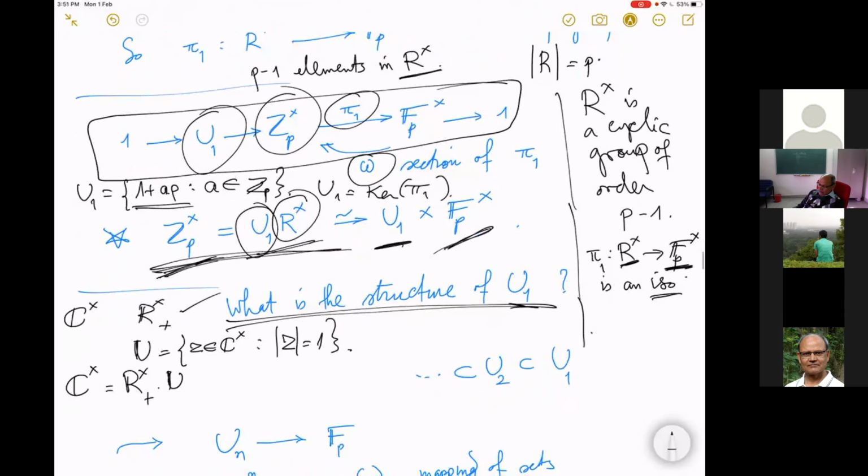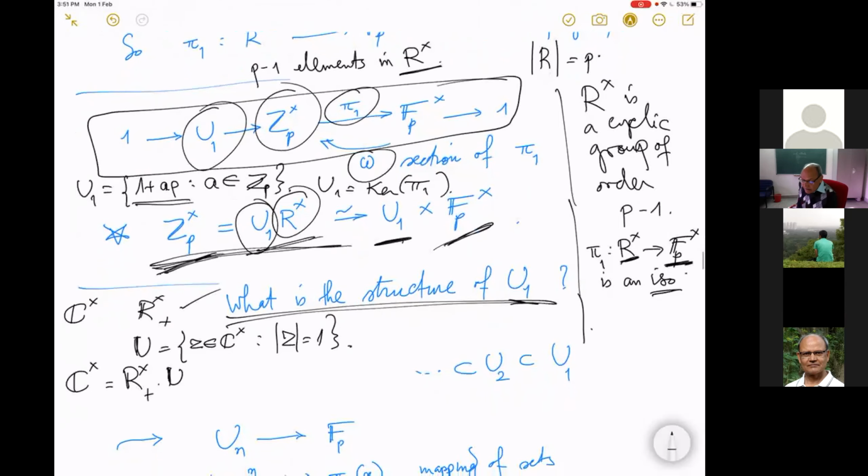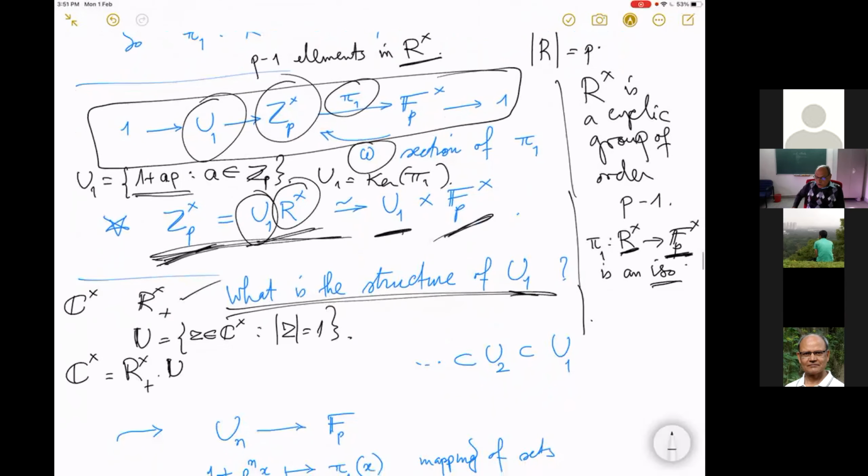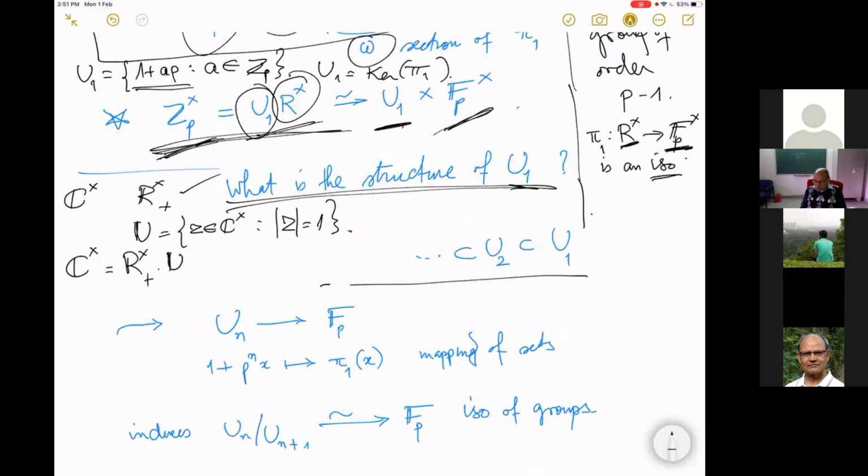Okay, so actually U1 doesn't come alone. It comes with a decreasing sequence of subgroups, where this Uj is the kernel of pi j. And it consists of all elements of the form 1 plus a times p to the j, where a is in Zp. That's what Uj is.